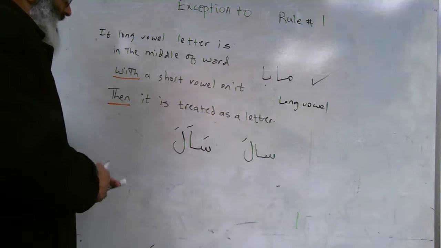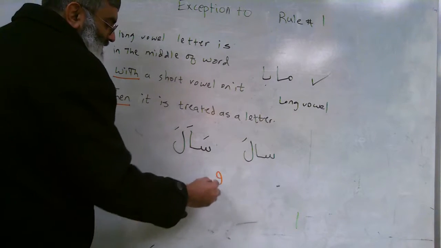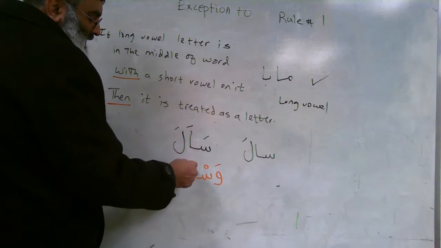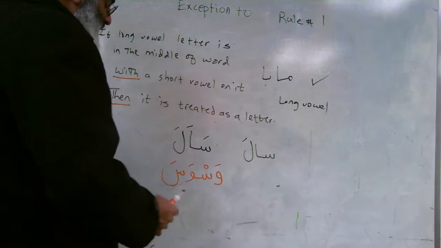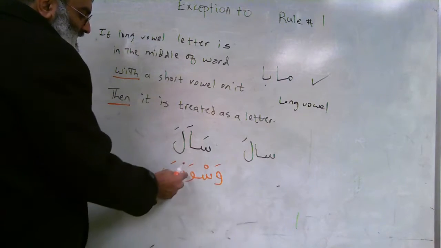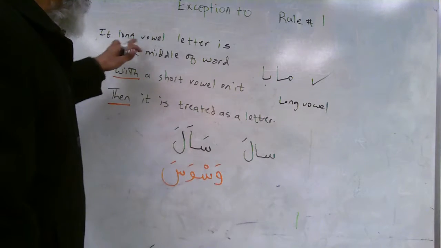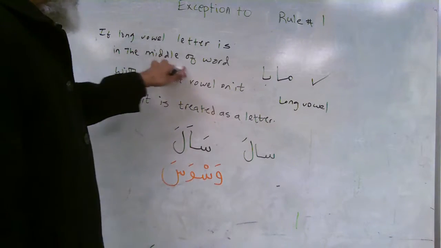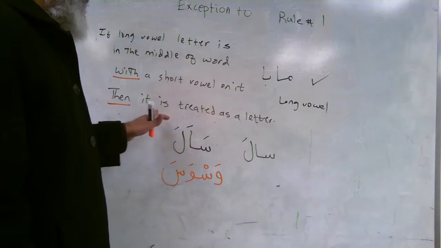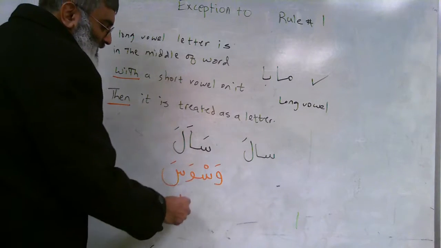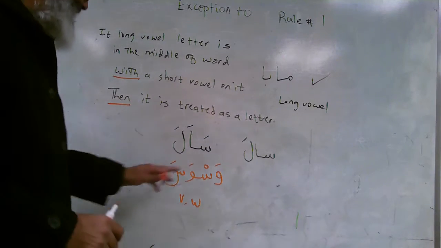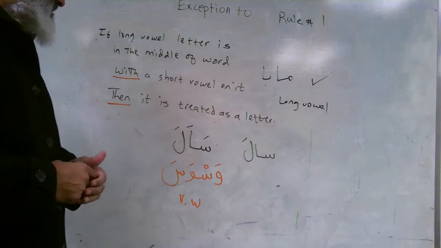Similarly, if you had a vowel waw or ya, for example, the word right here, this waw, if you have a fatha on it, and this is a word from Quran, it becomes wasa. This waw has to be pronounced. It's a long vowel letter. It's in the middle of the word. It was a long vowel, but then because it has a short vowel on it, it is treated as a letter, so you have to pronounce it. The sound of waw is V or W, so it will have to be pronounced, and so that's why we will read it as wasa.